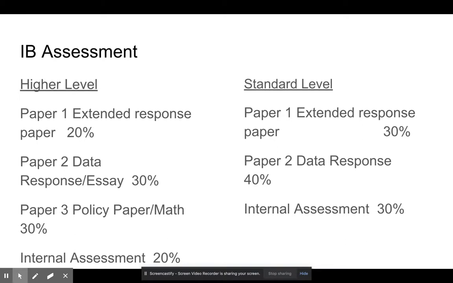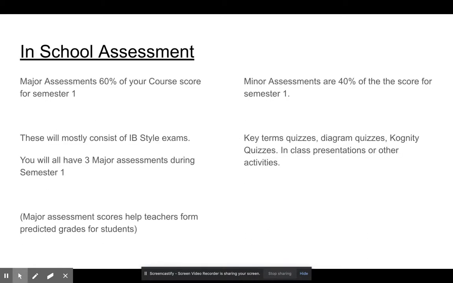Internal assessment, we have to get 3 newspaper articles and write commentaries on them for HL and standard level. The internal assessment is worth 20% for higher level and 30% for standard level. So for the school course, 60% of your semester grade is worth for major assessments. These are like IB courses, and 40% is minor assessments. These include quizzes and things like that.